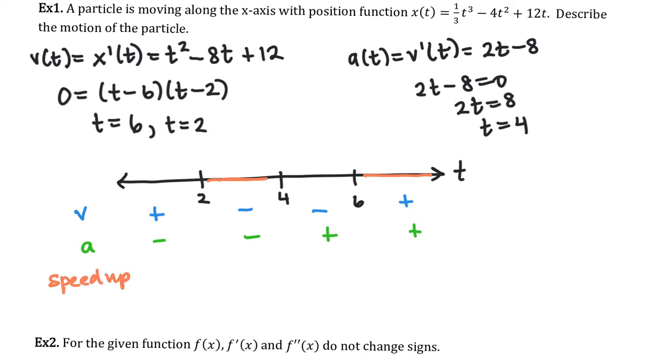On which intervals? From 2 to 4, and from 6 to infinity. The reason? Because velocity and acceleration have the same sign.